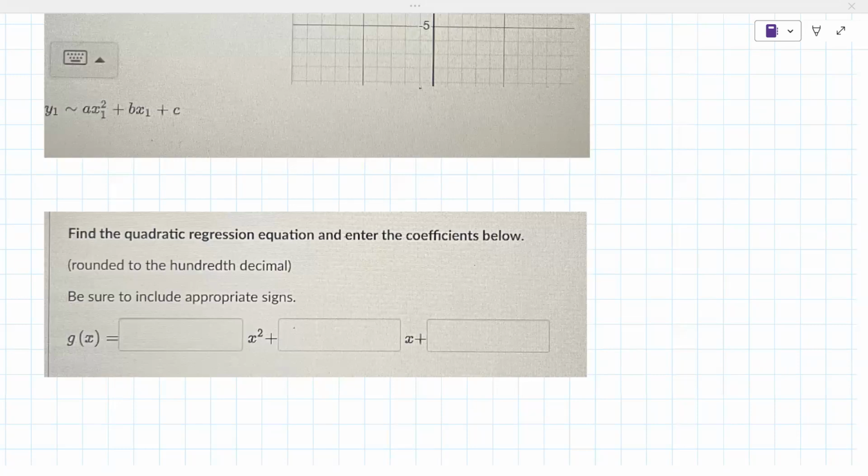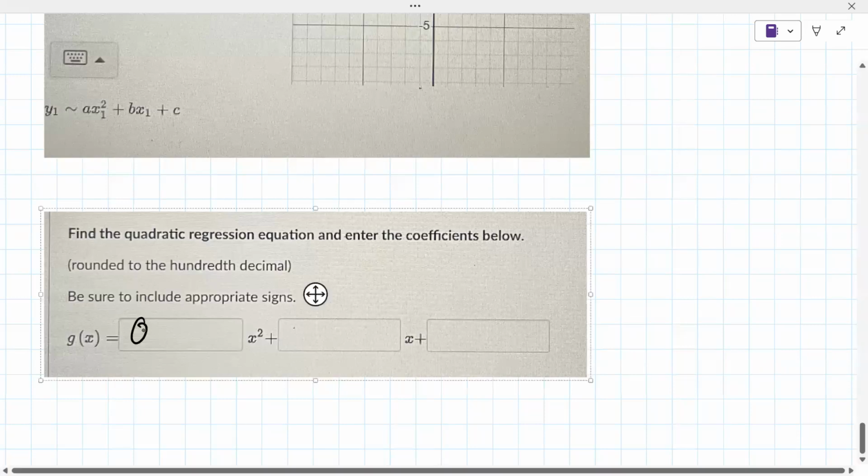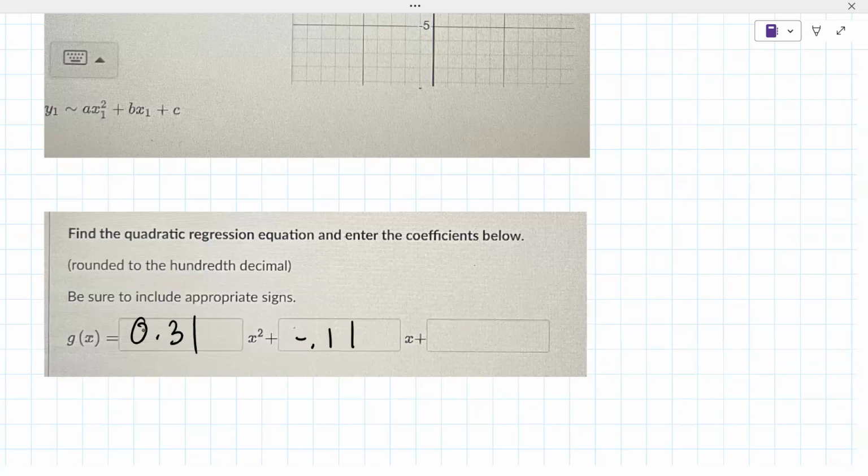Okay. Well, what I got here, and I don't know if you're allowed to, can you check these as you go, or is it all at the end? It's all at the end. It's all or nothing. It's now or never. Okay. Minus 0.11 and 5.58.